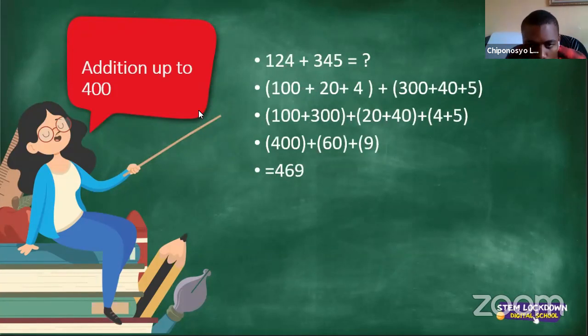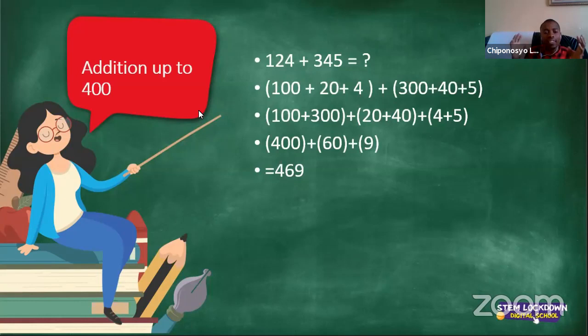Here's another example. So we have 124 plus 345. We break them up first. That's step one. So we say 100 plus 20 plus 4. We're breaking it up first. Then we go to the next number, which is 300 plus 40 plus 5.